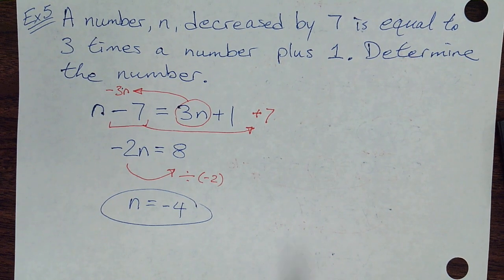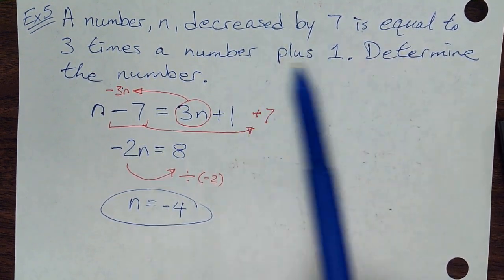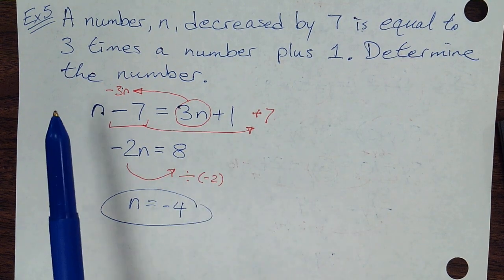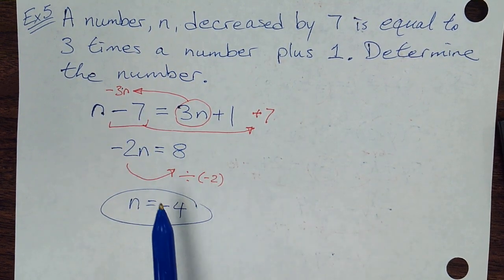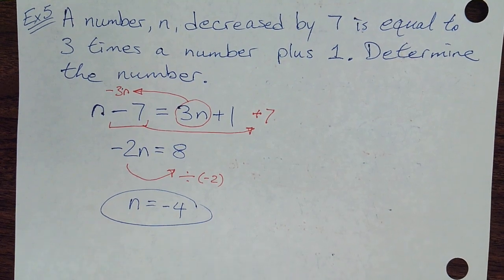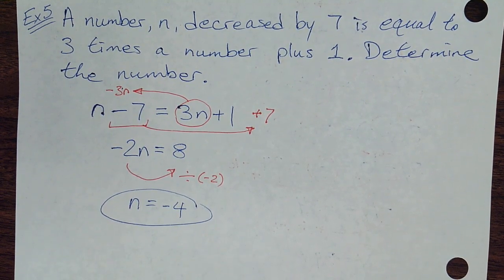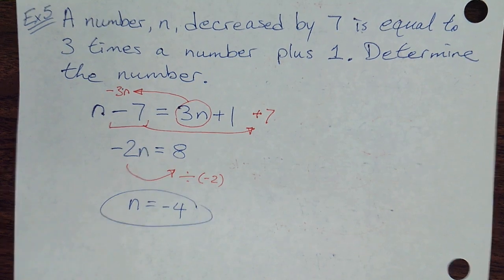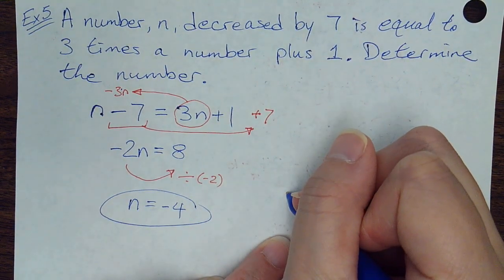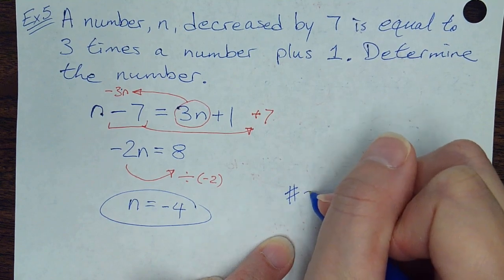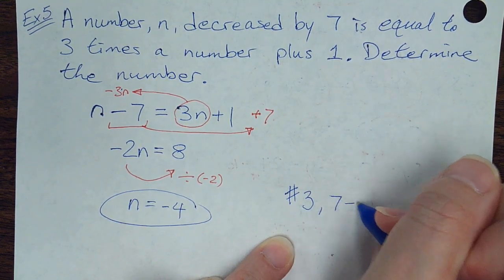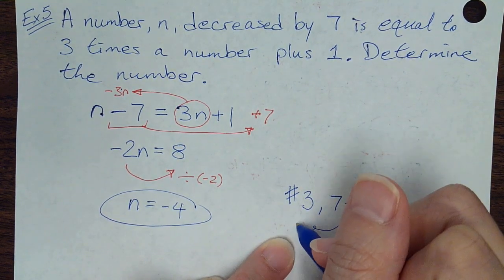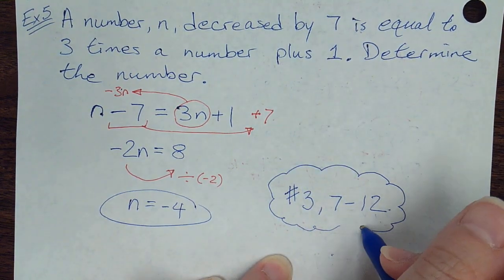Okay. So yesterday, if you guys had this question, you wouldn't have been able to solve it. But now that you know what to do with the variables and the numbers, you can solve it. So we have about half an hour left of class. You can get started on the work. Anything that's not done is work for tomorrow. So number 3, 7 to 12.